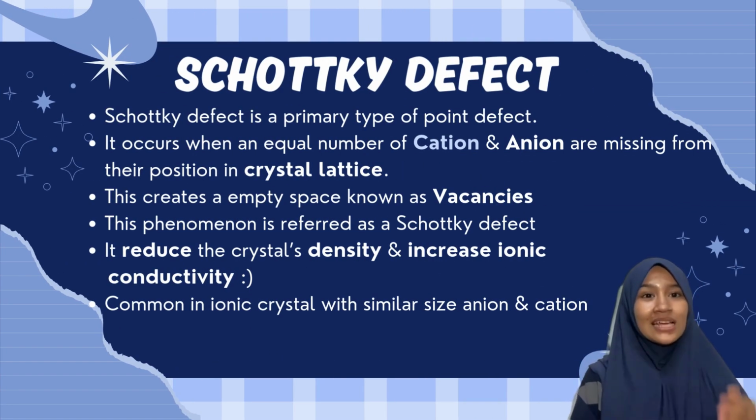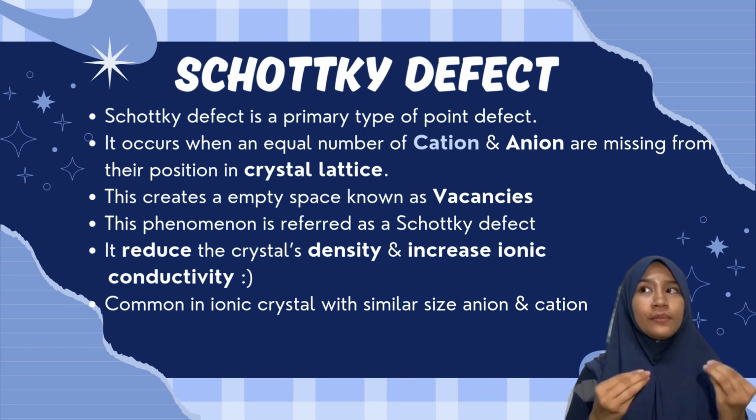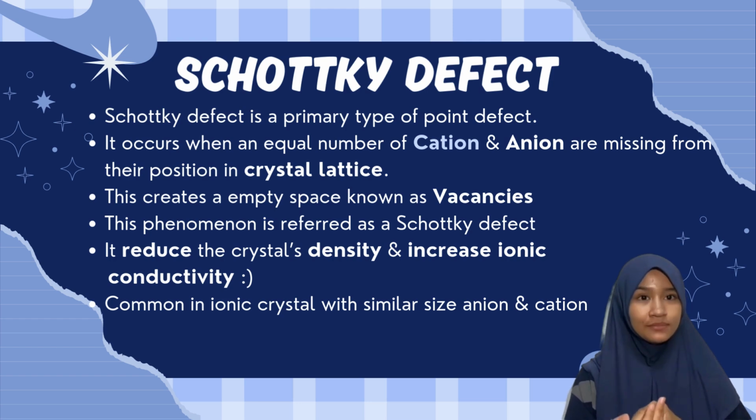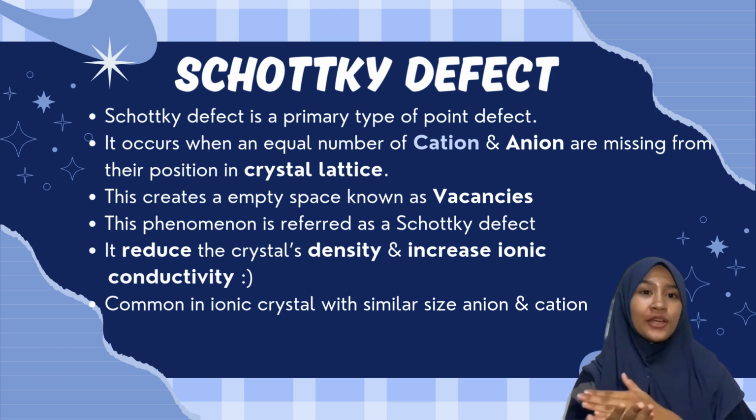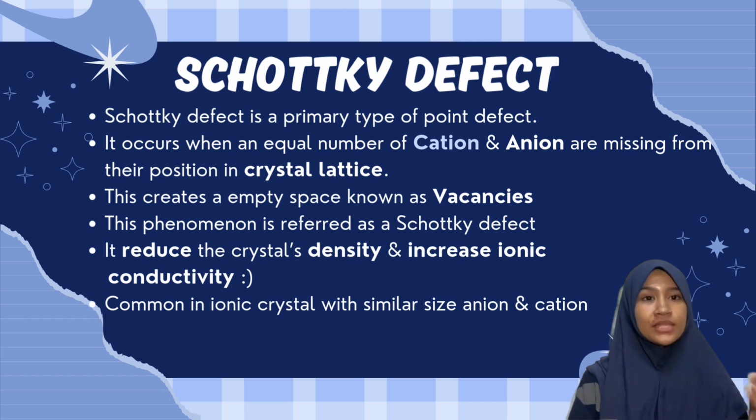About a Schottky defect. A Schottky defect is a type of primary point defect in a crystal. It occurs when an equal number of cations and anions are missing from the lattice sites. This creates an empty space in the crystal structure, which is known as a vacancy. This phenomenon is called a Schottky defect.